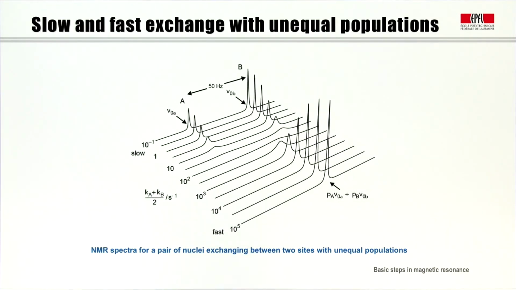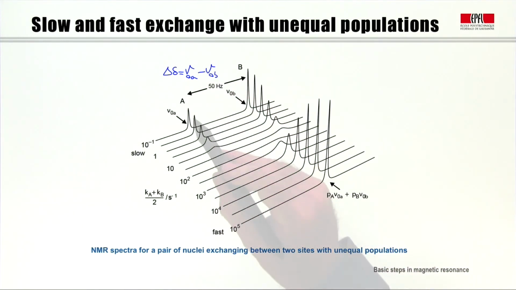So when the populations are unequal, this has, as you might expect, dramatic consequences on the exchanging spectra. Here we have a case where the minor isomer A has about half the concentration of the major isomer B, but they still have distinct chemical shifts. In this case, the simulations refer to a difference of 50 Hertz. So this is again the delta, which is nu 0A minus nu 0B.